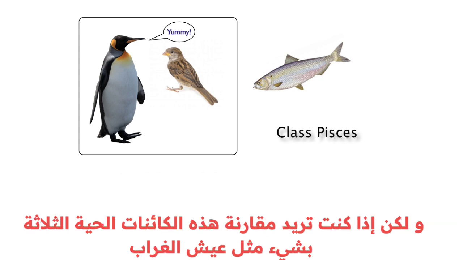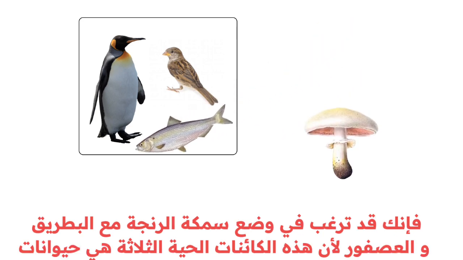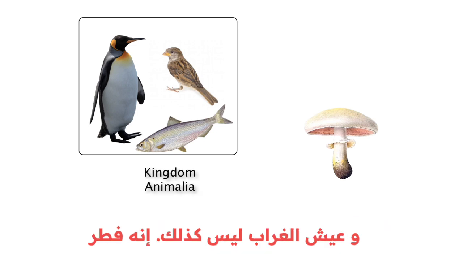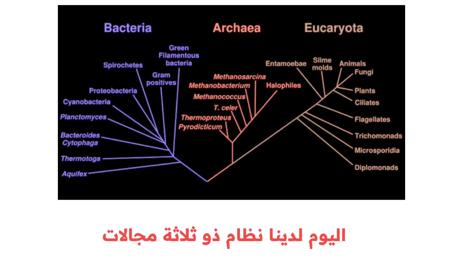But if you want to compare these 3 organisms to something like a mushroom, then you would want to put the herring in with the penguin and the sparrow because those 3 organisms are all animals and the mushroom is not. It is a fungus. So we group things based on levels of similarities.